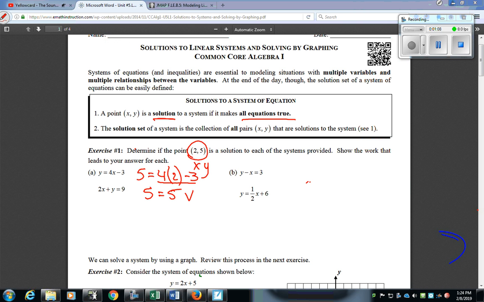And then the same thing for the other one. You have 2 parentheses 2 plus 5 equals 9. So you would type that part in the calculator. That's going to be 9 as well. So it's got to check in both for it to be a solution. Okay, so we've got a solution for that. Checks in both.